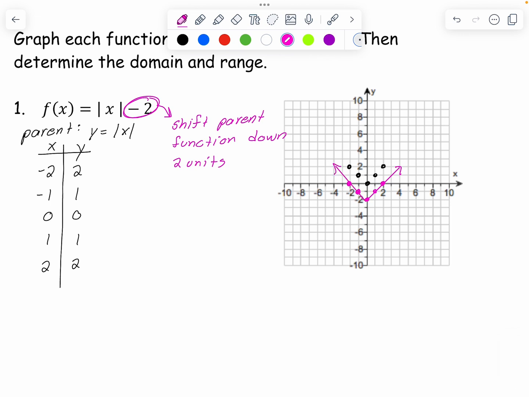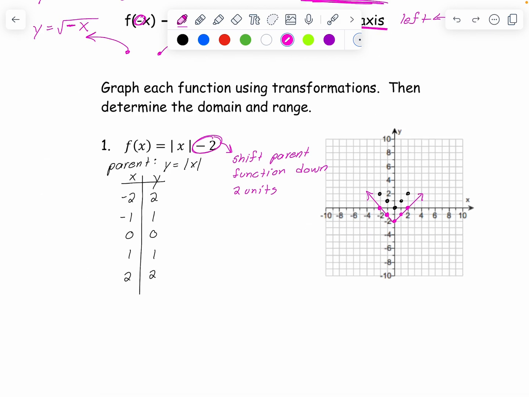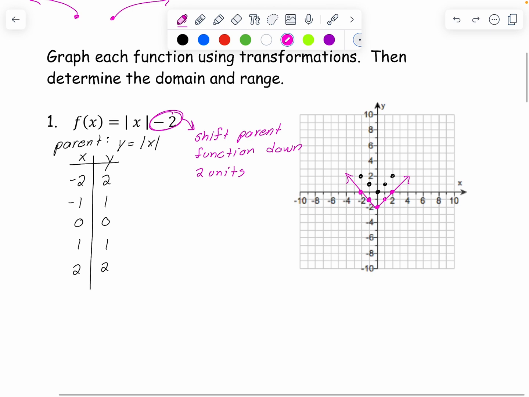Okay, so always, when you're doing this on paper, make sure that I can see your points. Like, I need to actually see these little dots. All right, so there's our new function.